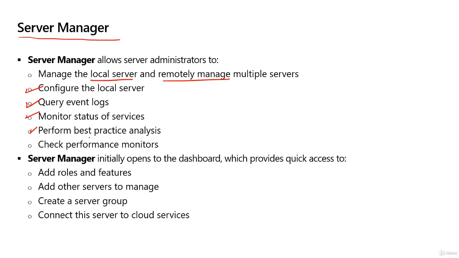You can also use these best practice analyzers. Now, they're usually called BPAs. What they will do for you is let you know if you have things configured correctly. So if you've installed some role or feature in server and you're not sure if you set it up correctly, you can run the best practice analyzer and it'll just give you recommendations. So if you fail to do something, it'll give you a warning message saying you should configure this additional setting. Very useful. You can also check performance monitors directly from Server Manager.